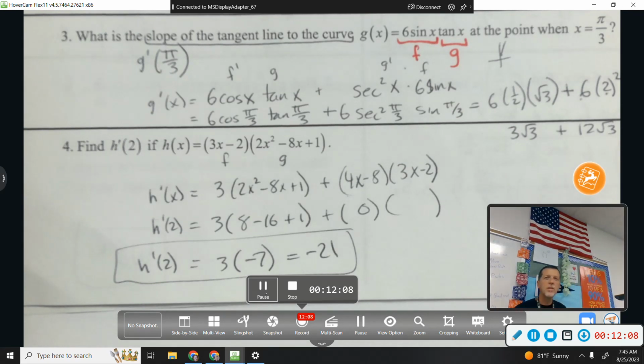Questions on product rule? Again, most people get the product rule just fine because the order doesn't matter. As long as you got one of them times the derivative of the other plus the other way around, you're fine. Again, people generally don't mess up the product rule.